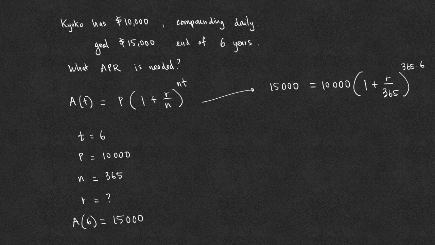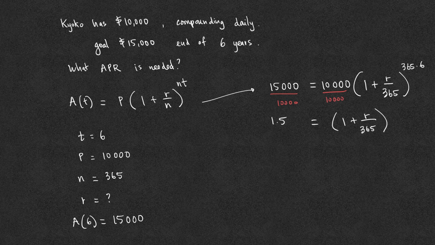To isolate r, we will need to get to the parentheses so that we can get to r. And so we need to get rid of the 10,000 first. This 10,000 is being multiplied by the quantity, so we divide it. We divide by 10,000 on both sides of the equation. 15,000 divided by 10,000 is 1.5. And on the right-hand side, we are left with 1 plus r over 365.